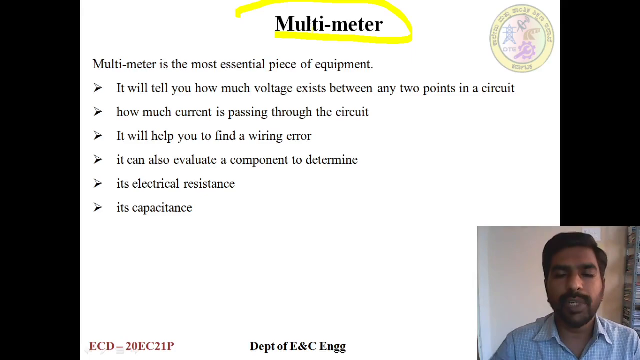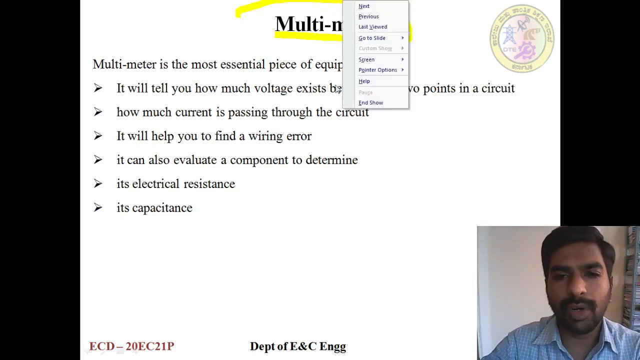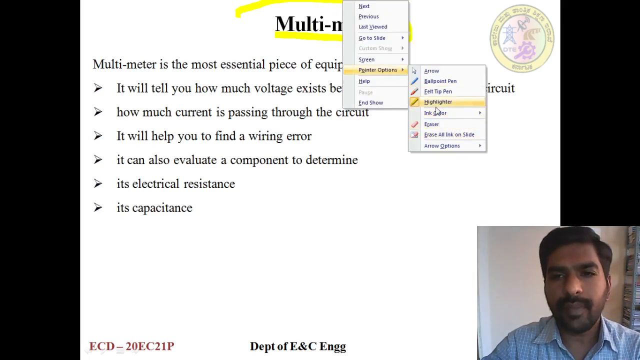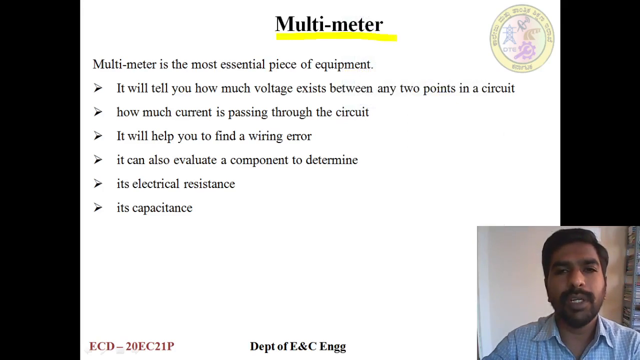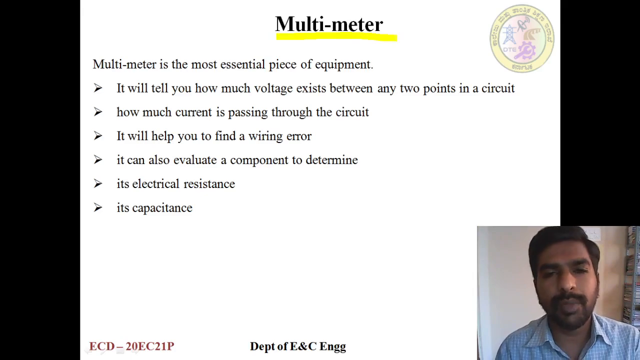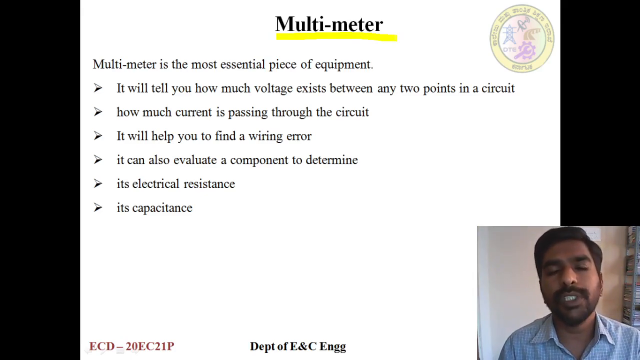There are two instruments we use in our laboratory. One is called a multimeter, another is an LCR meter. See why we need a multimeter and LCR meter. These are the two instruments we use to measure electric parameters. What are the electric parameters?